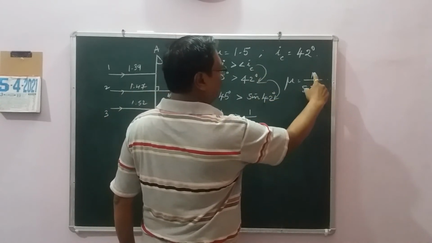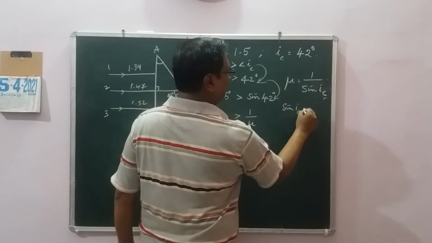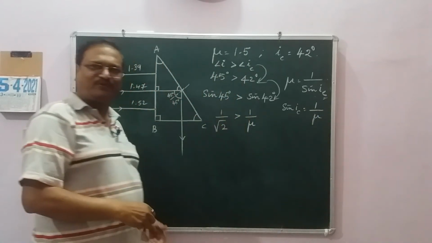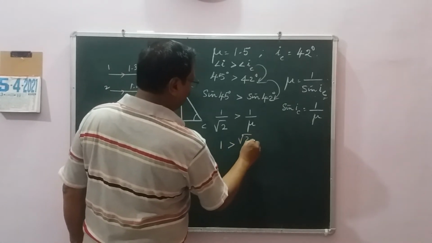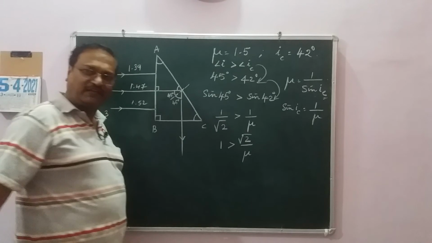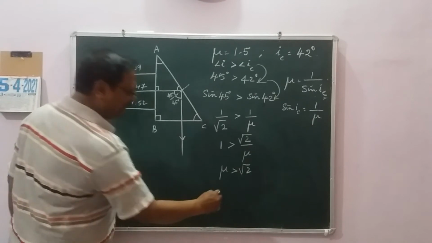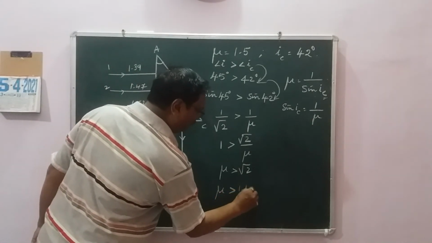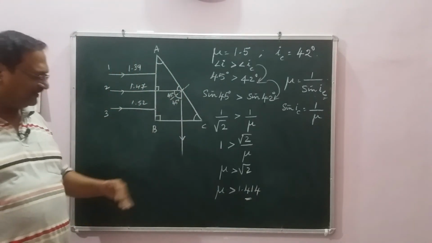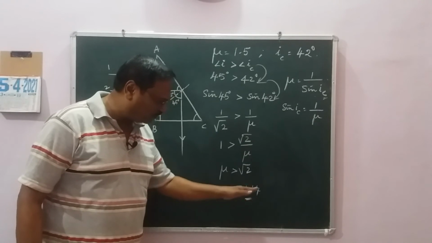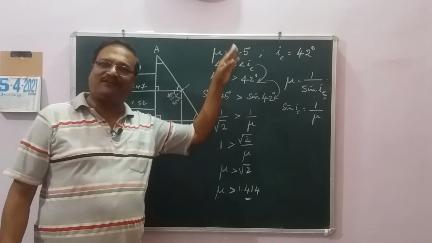Sine of the critical angle is equal to 1 upon mu. I put it as 1 upon mu. So 1 upon root 2 is greater than 1 upon mu, or we can say 1 is greater than root 2 divided by mu, or mu is greater than root 2. That is, mu is greater than 1.414. That means the refractive index should be greater than 1.414. In that case, total internal reflection will take place.